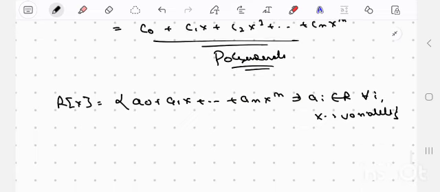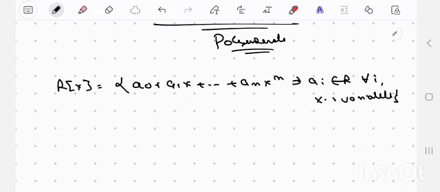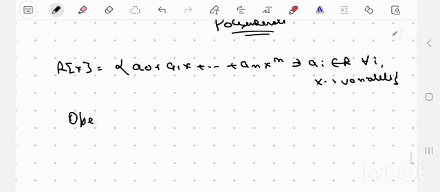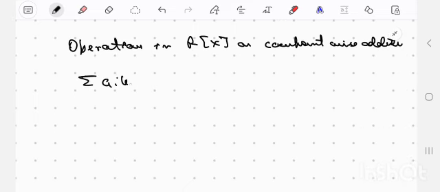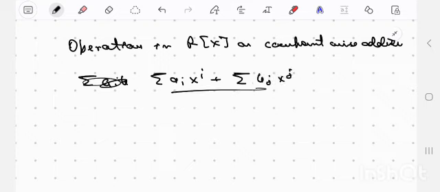Now we can observe that we have already well-defined operations in the case of these polynomials. In simple words, the operations in Rx are component-wise addition. That is, if you have summation ai x to the power i plus summation bj x to the power j, then if you want to add them, you just add (ai plus bi) x to the power i in this way. So a0 gets added to b0, a1 gets added to b1, and you get a resulting polynomial. Fine. The multiplication is somewhat different.